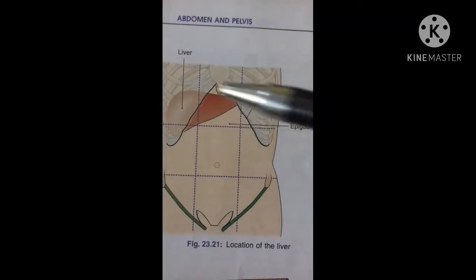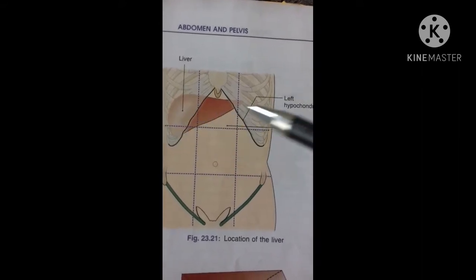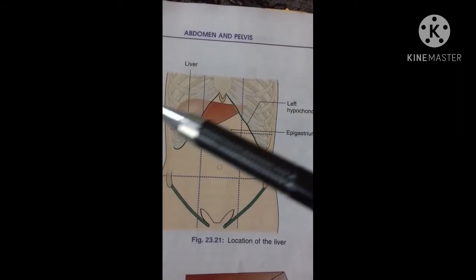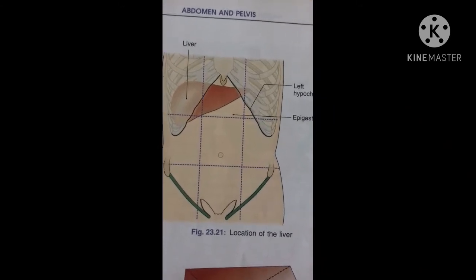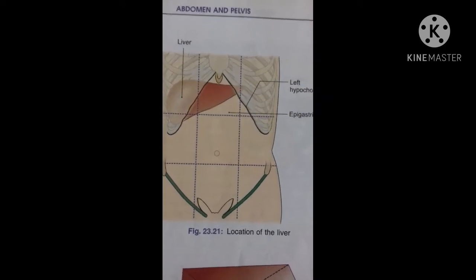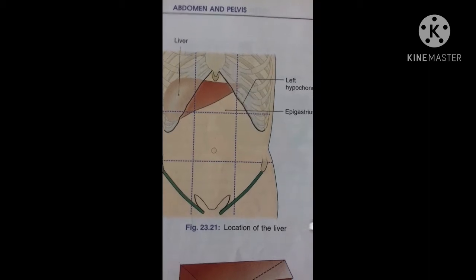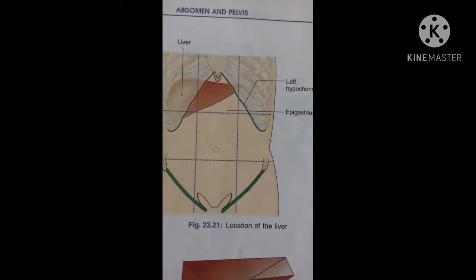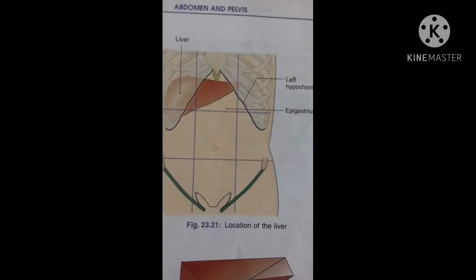Liver is the largest gland in the body. Most of the liver is located in the upper quadrant, and it is covered by ribs and costal cartilages. But in the region of the epigastrium, it is not covered by ribs and costal cartilages, and this portion comes in contact with the anterior abdominal wall.